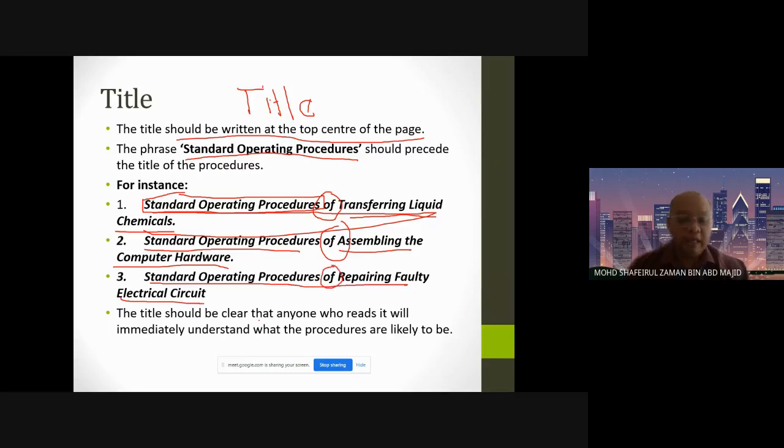For the assessment, for your information, if you miss any of this particular information for the title, you are not going to be given any marks for the title. So for the format, of course, you're going to have the reference number, the date, and the page number, the title and such. But if you miss any of these, then no marks will be given to you. So the title should be clear that anyone who reads it will immediately understand what the procedures are likely to be.